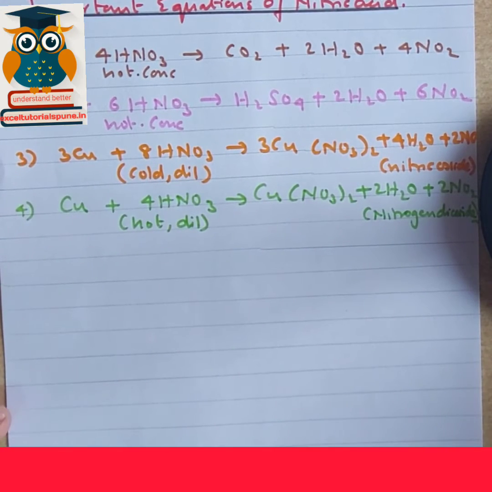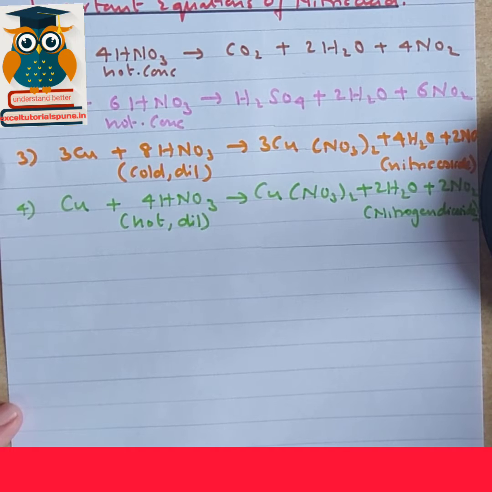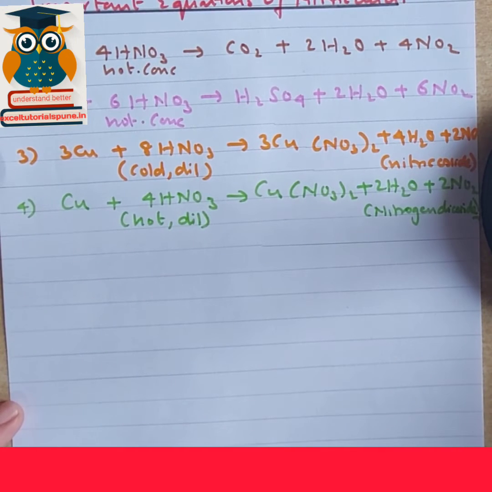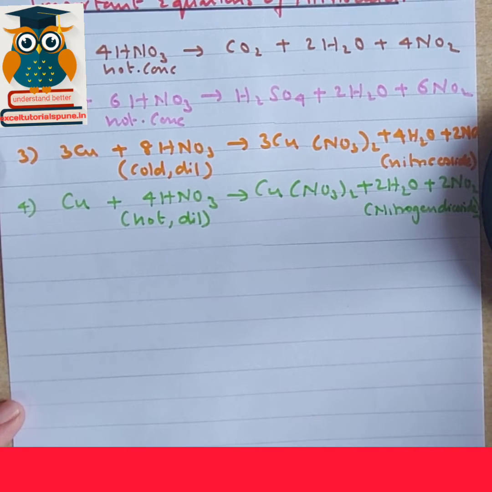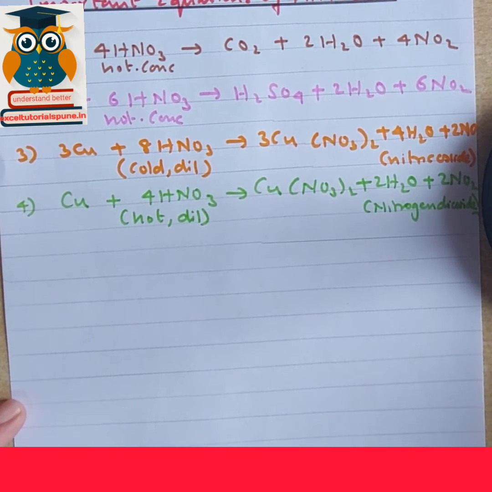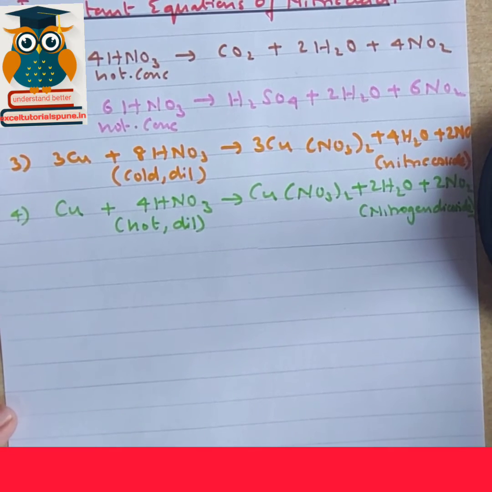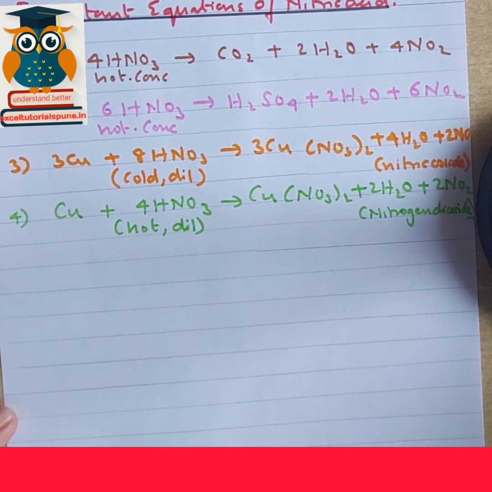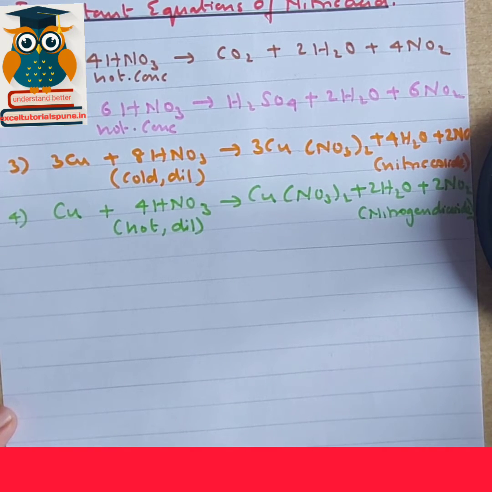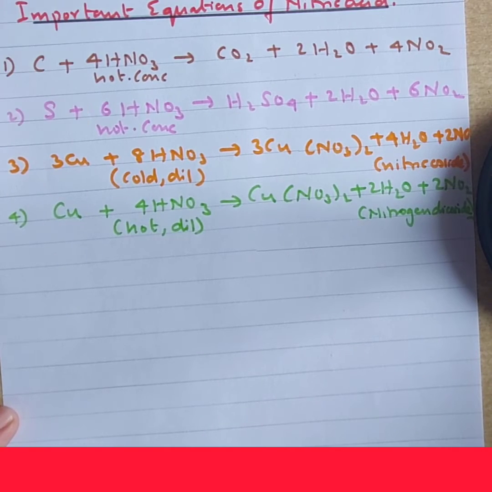There are only 4 important equations for nitric acid. One is with hot concentrated nitric acid and one is with dilute nitric acid. So apart from the preparation, that is laboratory preparation as well as large scale manufacture of nitric acid by Ostwald's process, you have these 4 equations which are important for you to learn. So I want you to write them and write them and learn them, and of course ask someone to quiz you at home so that you'll remember it for a longer time.